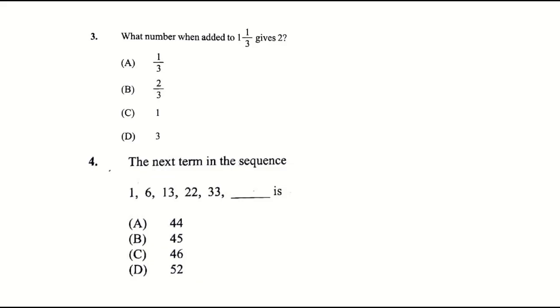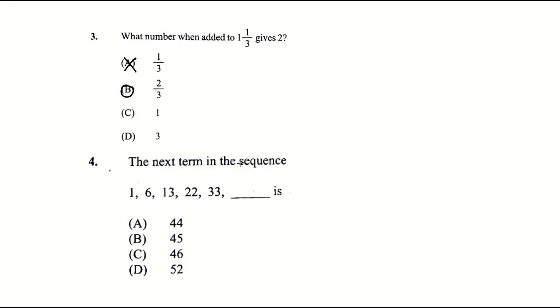What number when added to 1 and 1/3 gives 2? You can use your answers instead of going and subtracting and those types of things. You could say 1 and 1/3 plus 1/3 is 1 and 2/3, so it's not A. 1 and 1/3 plus 2/3, a third plus 2/3 is a whole, so a whole and a whole gives you 2. So it would be B, through process of elimination.